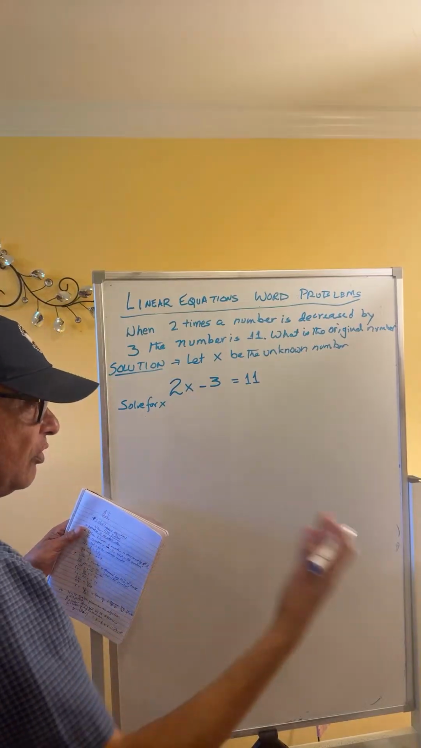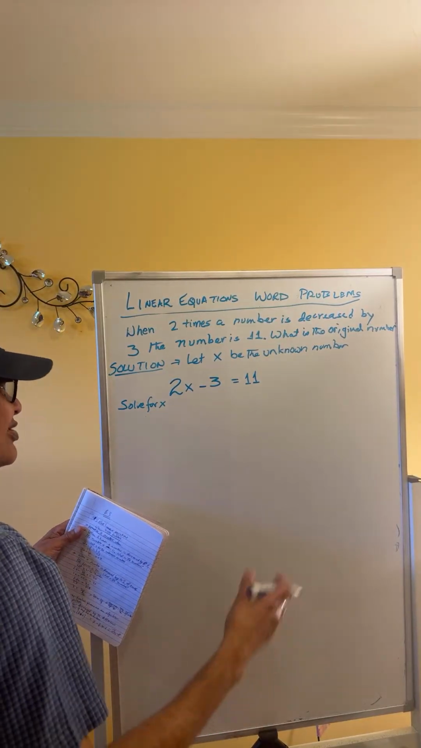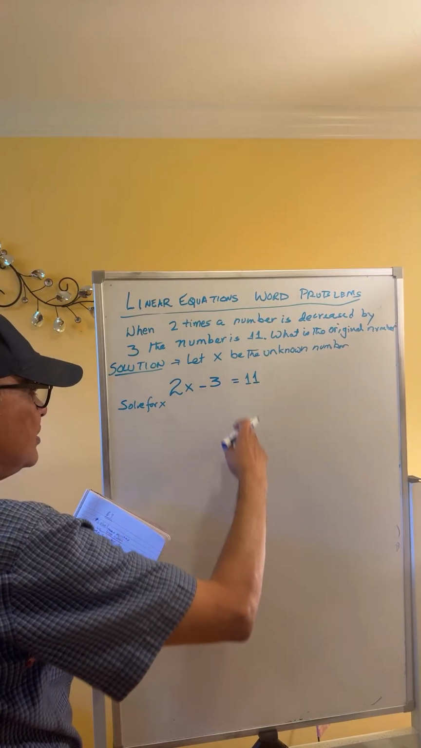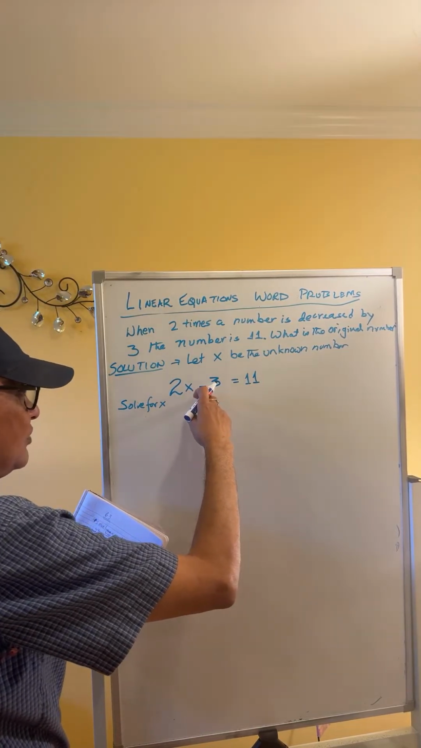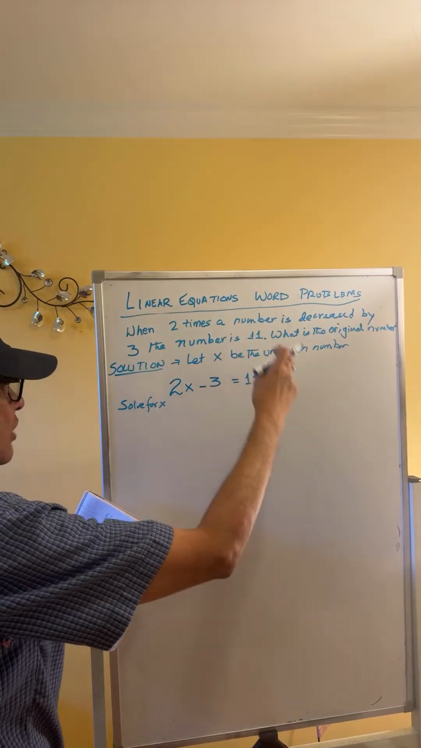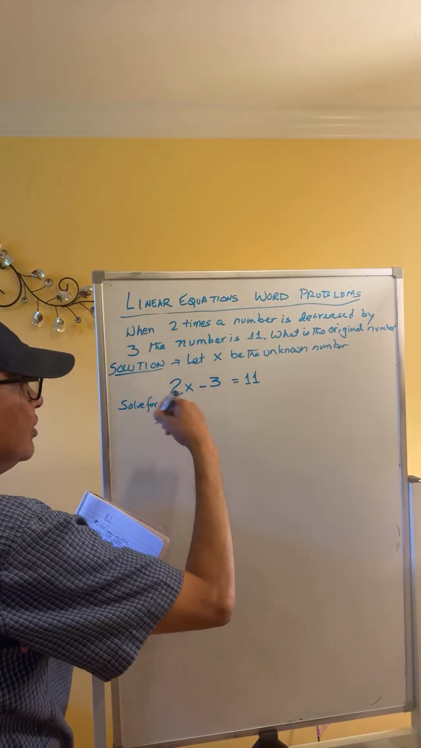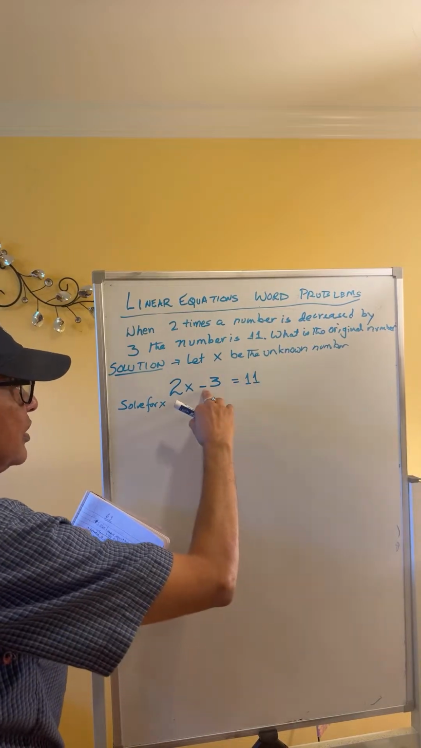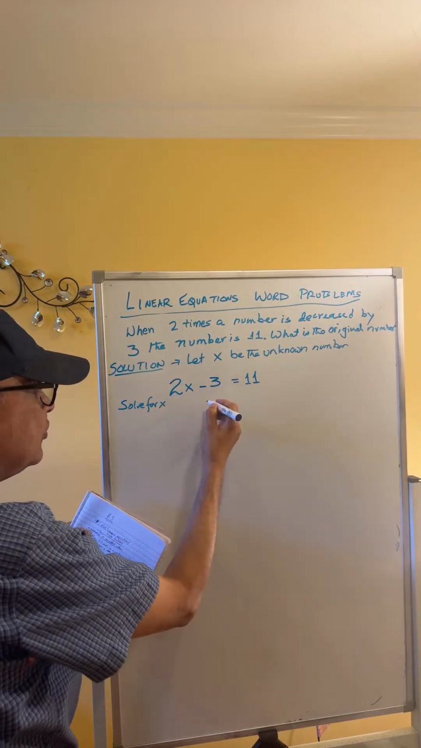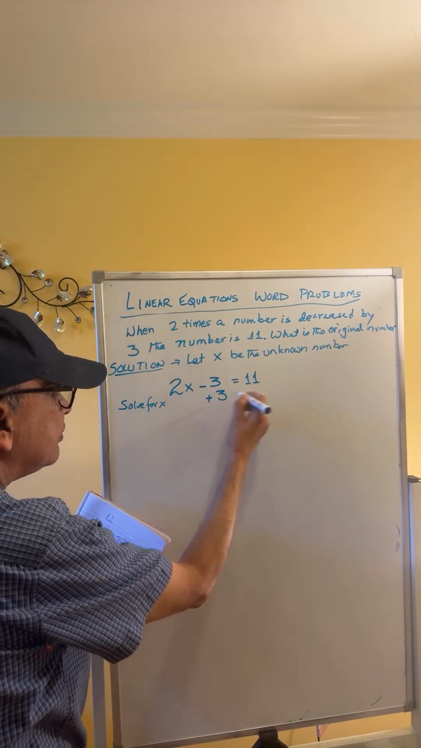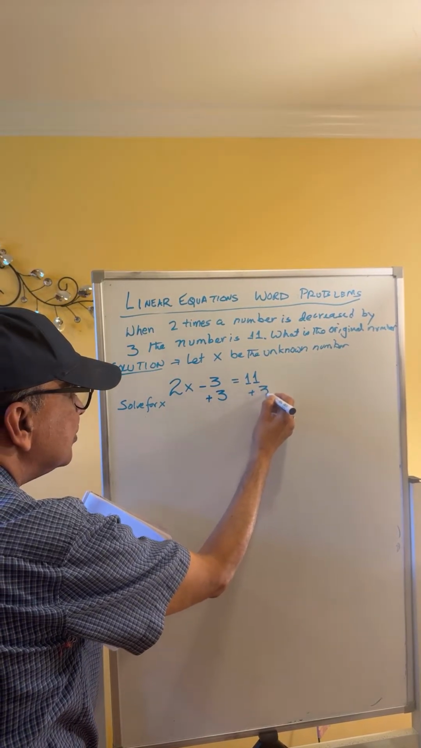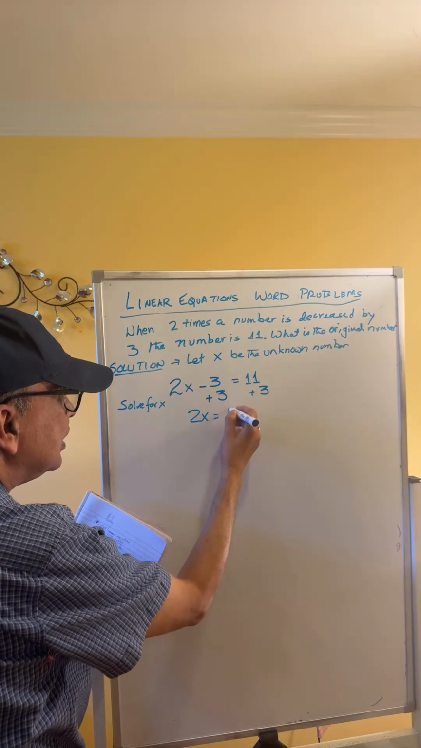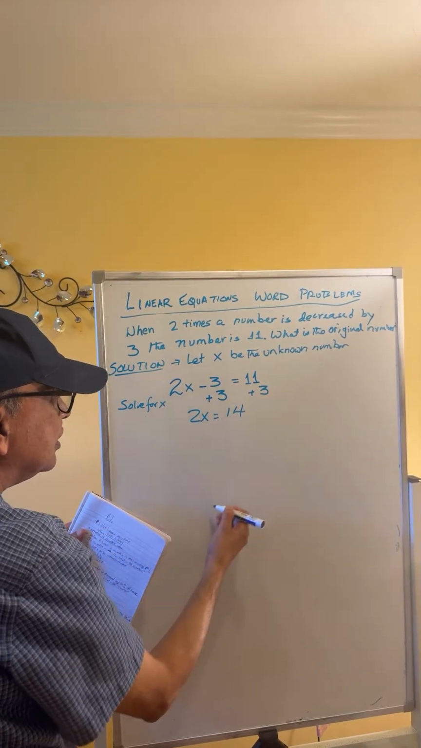Like I said before, we have to separate the constant term from the unknown variable. 3 is a constant, 11 is a constant. On the left side of the equation it's minus 3. I want to remove it to the right side. So I'm going to remove this 3. What do I do? I do the opposite operation. Minus, the opposite is plus. Add 3 on both sides. So it becomes 2x is equal to 11 plus 3, 14.